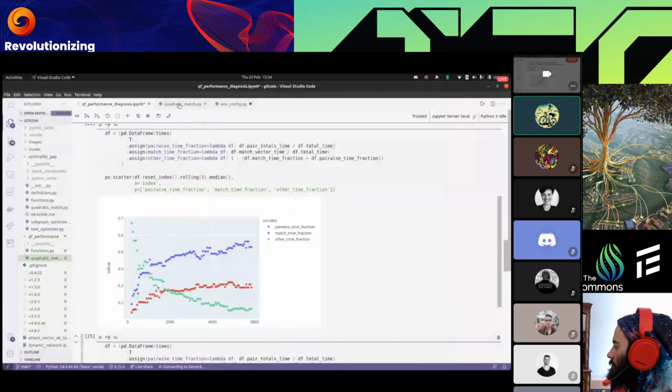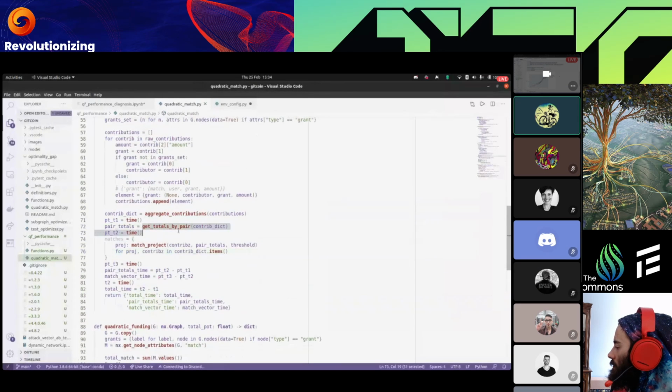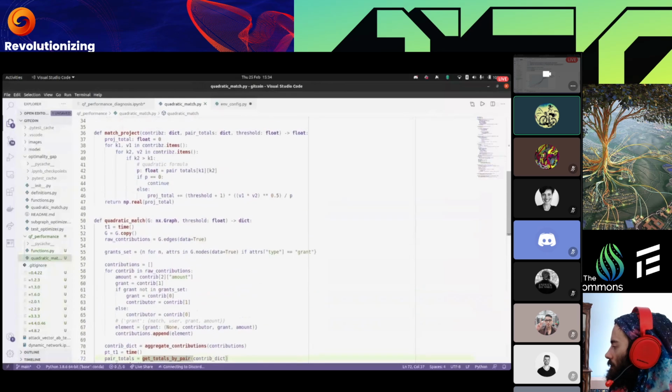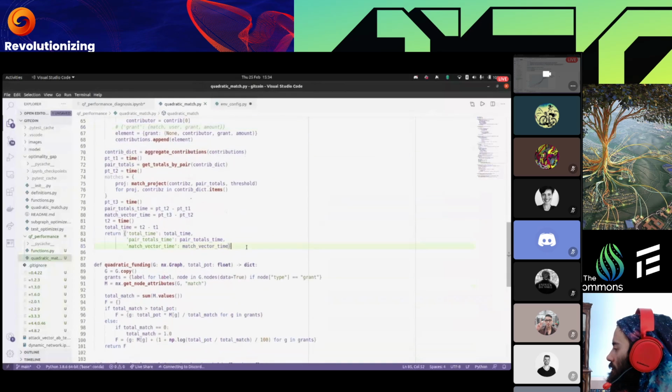If we look at the code here, the quadratic match, we have the get totals by pair function here that simply calculates the P matrix. And the idea is that, instead of calculating the P matrix, maybe we could take the previous P as input, and then just calculate the delta. And I think that maybe we can do that. Maybe it doesn't take too much time.